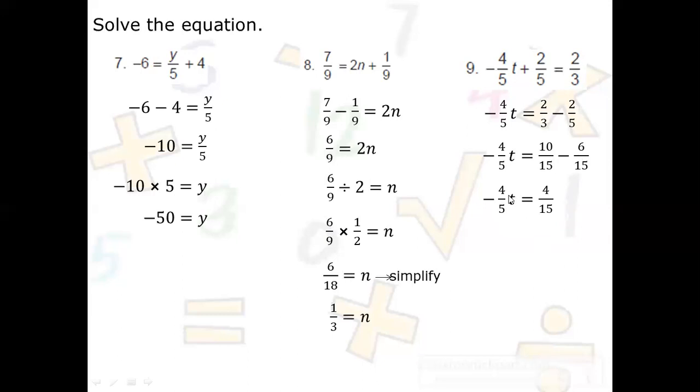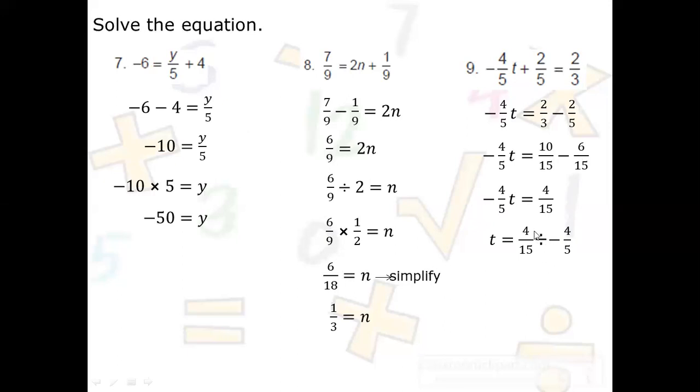Now comes the other part. Are we done with the question yet? No, we have not finished, because we have to remove this number from here. So 4 over 5 multiplied by t, what happens is it will become divided by negative 4 over 5. 4 over 15 divided by negative 4 over 5.